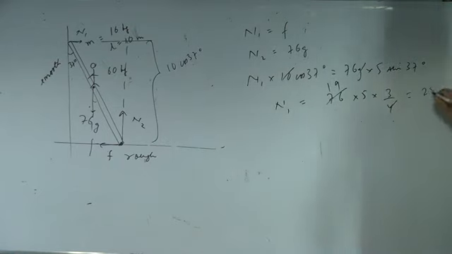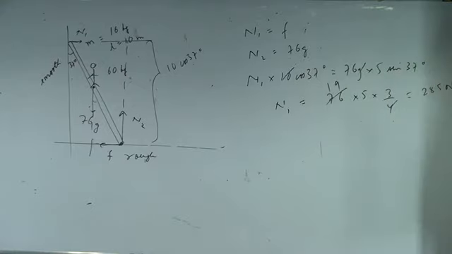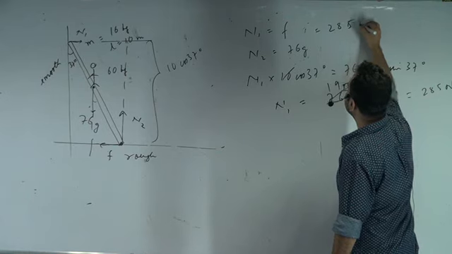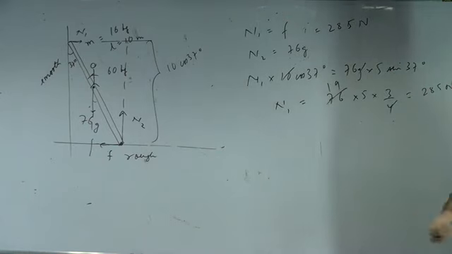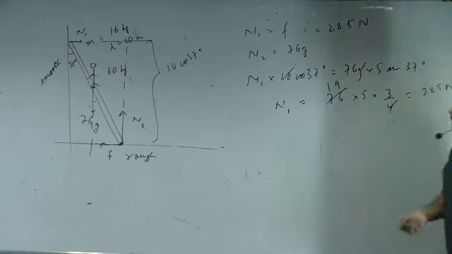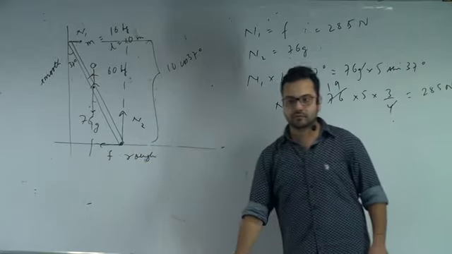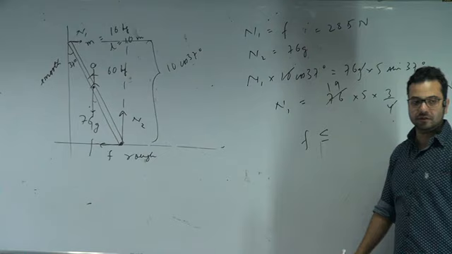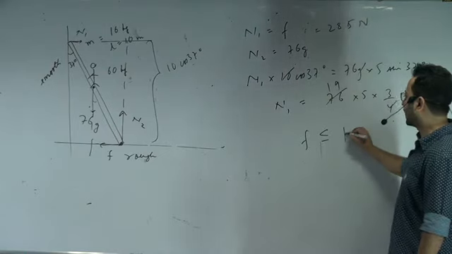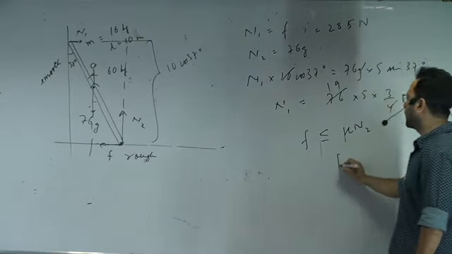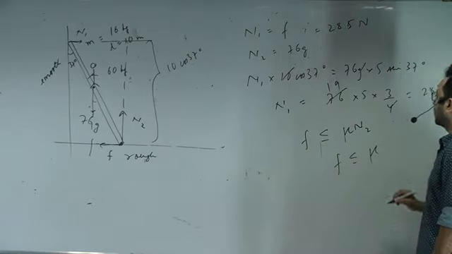This is 285 Newton. Alright, so the frictional force is equal to how much? 285 Newton. And N2 is already found out. Okay, 760 Newton. So what is the minimum value of coefficient of friction? Friction should be less than or equal to the maximum value of friction, and that is mu N2. Correct? So the friction would be less than or equal to mu into N2.